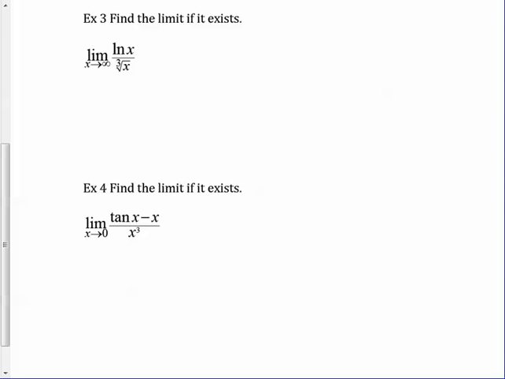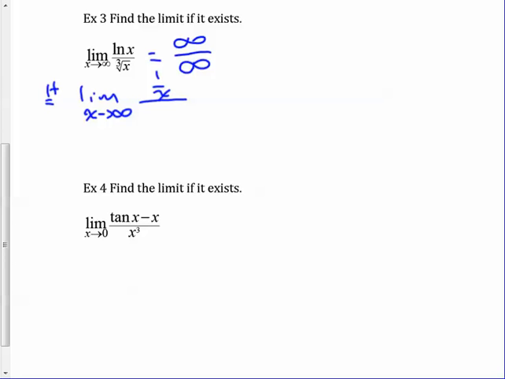Okay, so for the next example, find the limit if it exists. So, as x goes to infinity, the natural log of x blows up, goes to infinity, and the cube root of x also goes to infinity. So I have another indeterminate form, infinity over infinity. So L'Hopital's rule. And indicating that I'm using L'Hopital's rule, we recalculate the limit of the derivative of the top over the derivative of the bottom.